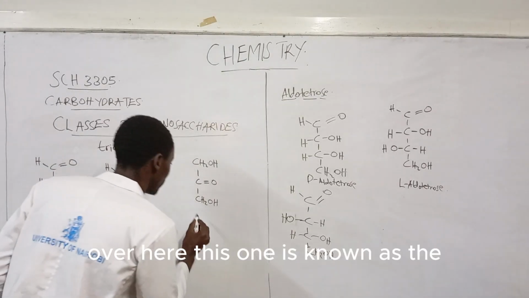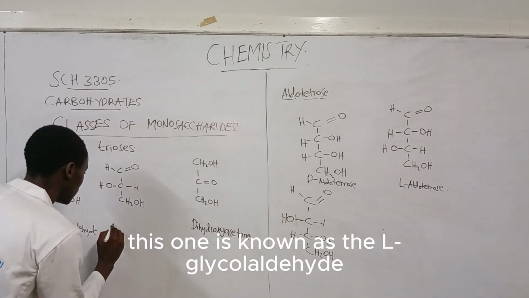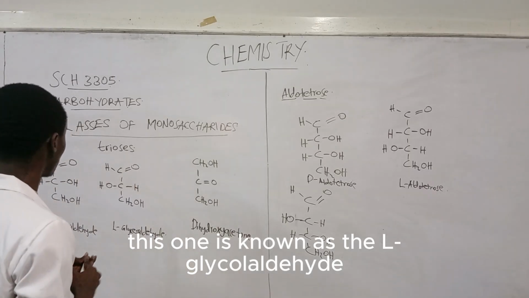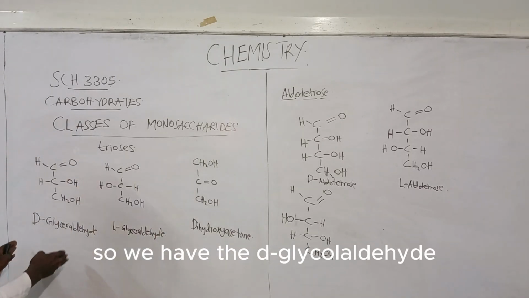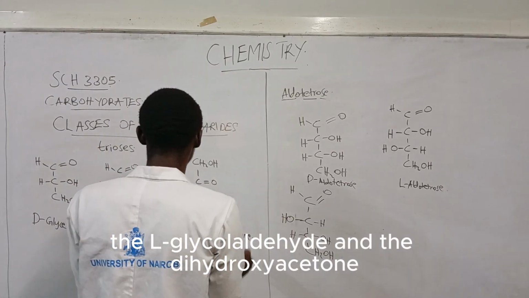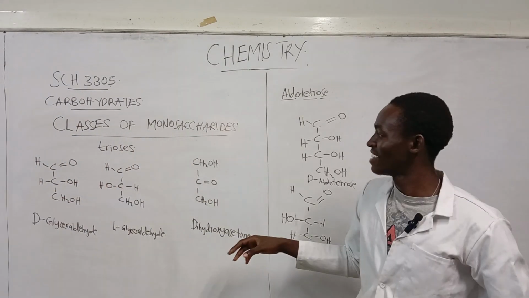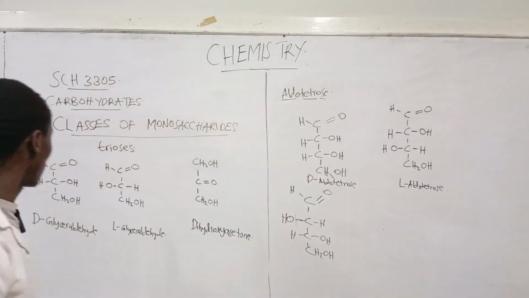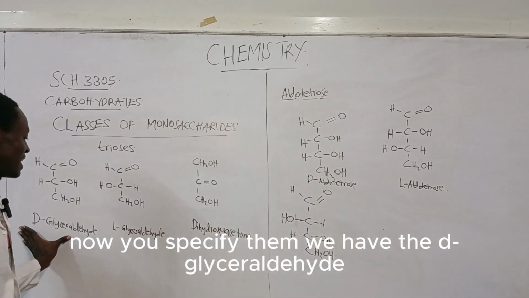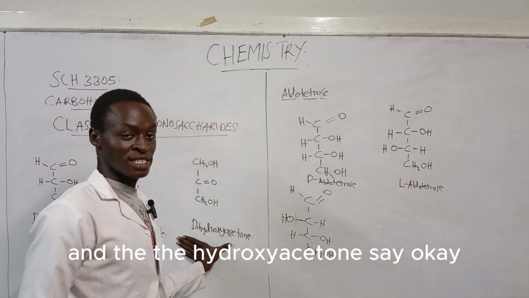Dihydroxyacetone. Over here, this one is known as the dihydroxyacetone. This one is known as the L-glyceraldehyde. So we have the D-glyceraldehyde, the L-glyceraldehyde, and the dihydroxyacetone. Now these ones are the trioses. And now we specified them: the D-glyceraldehyde, the L-glyceraldehyde, and the dihydroxyacetone.